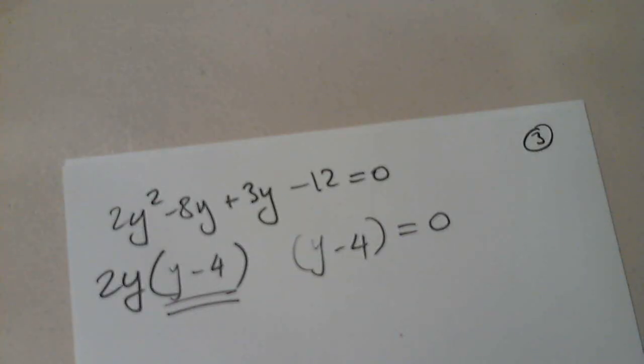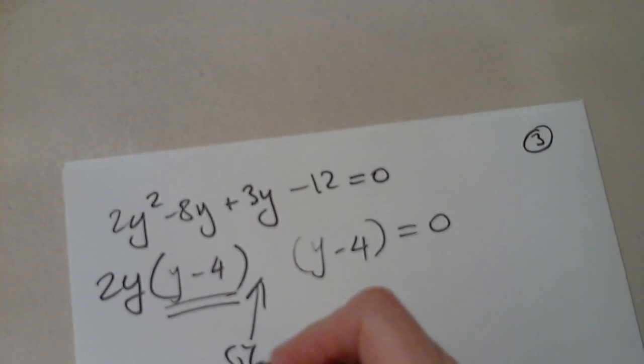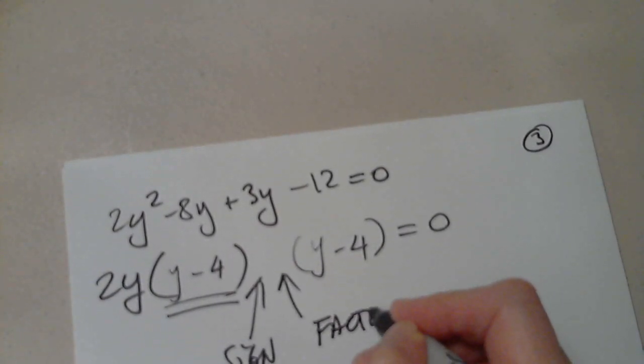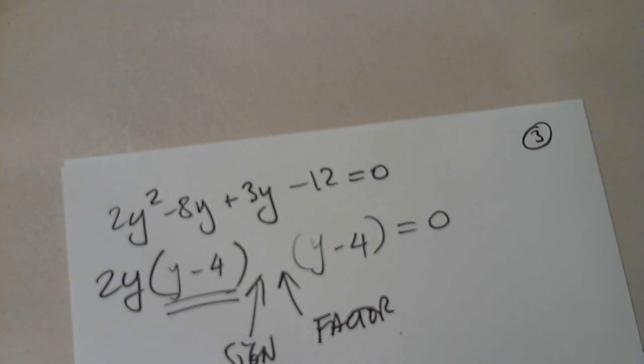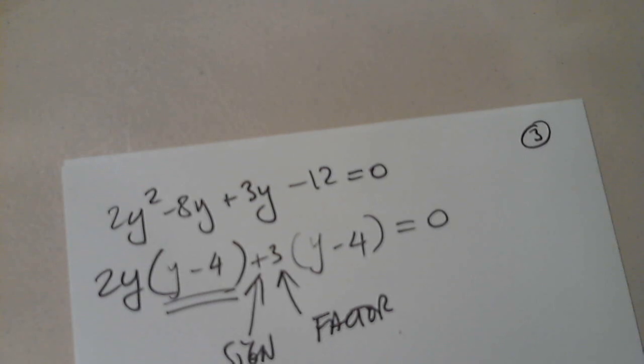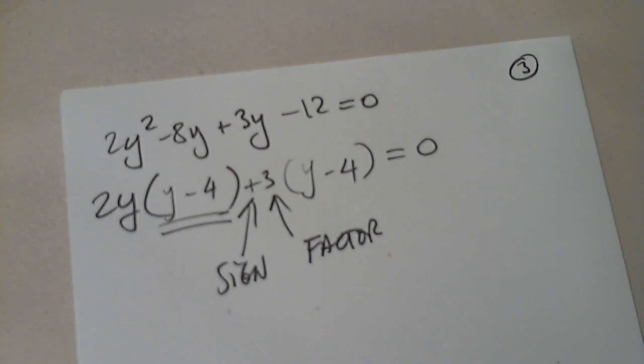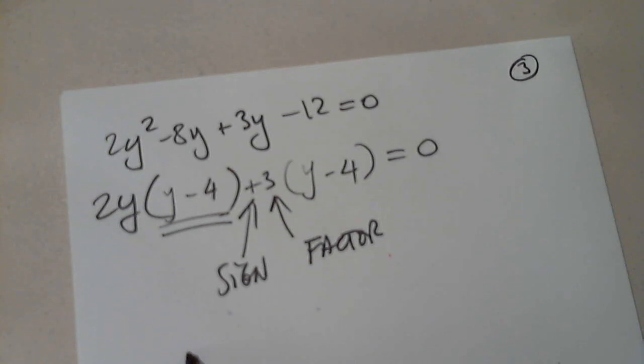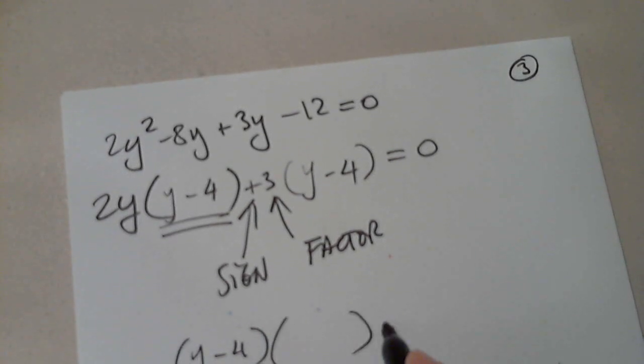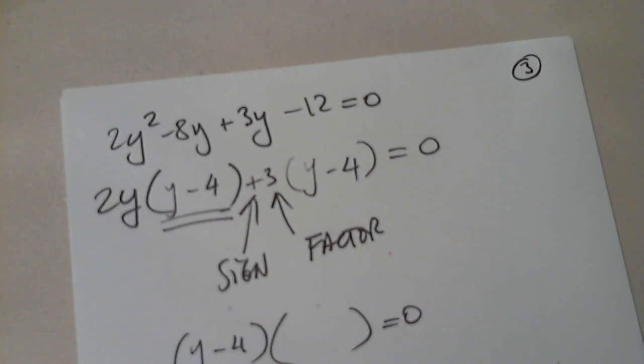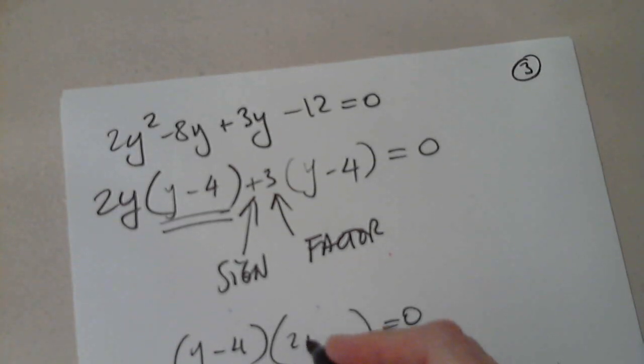And now I look. Remember, I need the sign and the factor. Just the factor will not be enough. Very good. What is the common factor now that goes out? The common factor that goes out is y minus 4. What is left in parentheses? 2y plus 3. Very good.